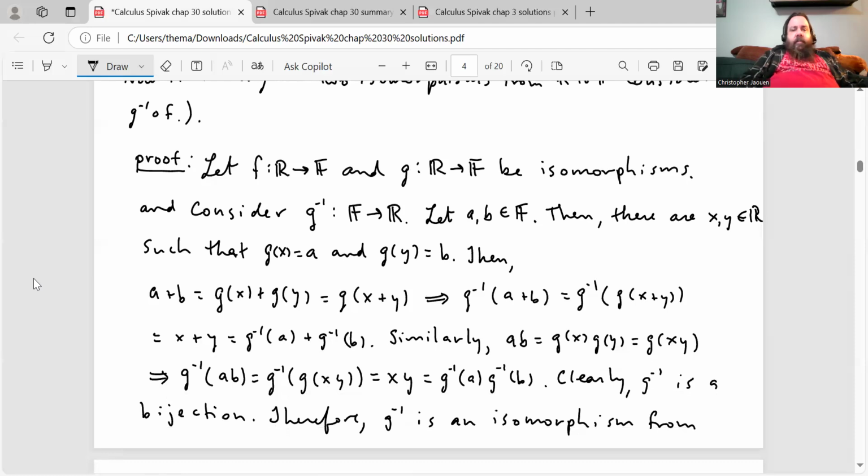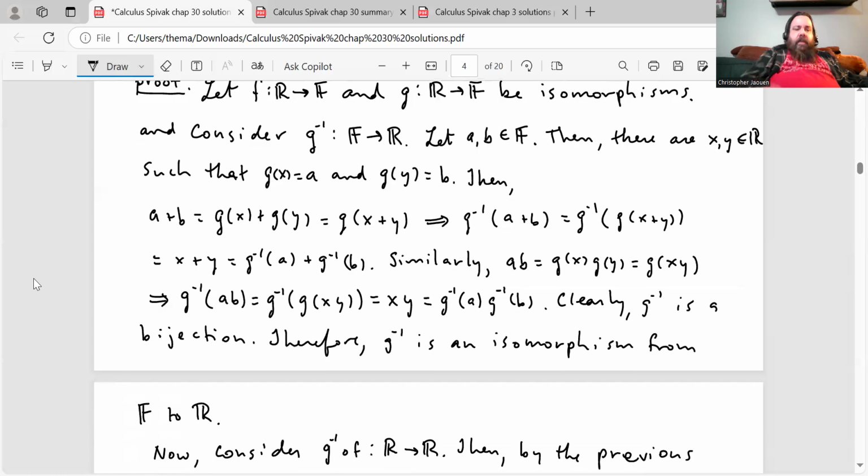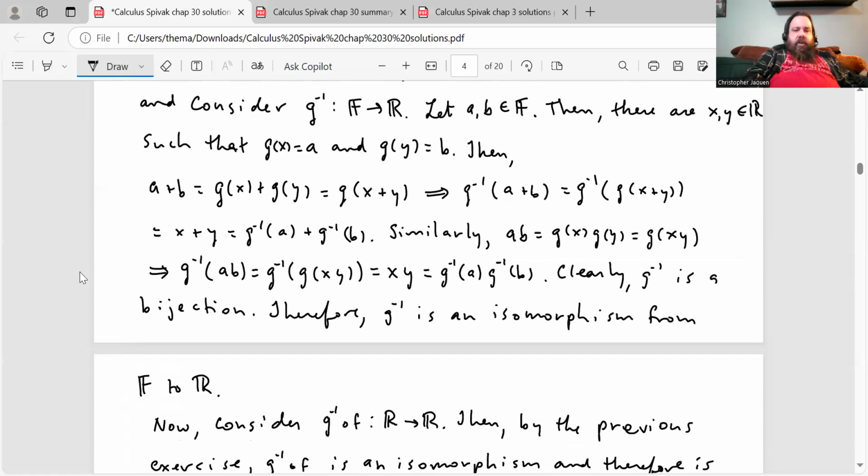Let F be an isomorphism from R to F, and G, same thing, an isomorphism from R to F, and consider G inverse from F to R. Let A, B be elements of F, then there are X, Y in R such that G of X equals A and G of Y equals B. The first thing I did was show that G inverse is an isomorphism. So in other words, a plus b equals g of x plus g of y equals g of x plus y because g is a homomorphism, which implies g inverse.